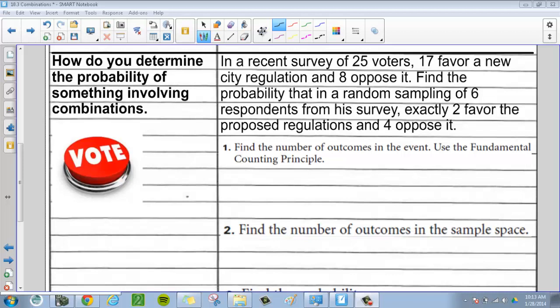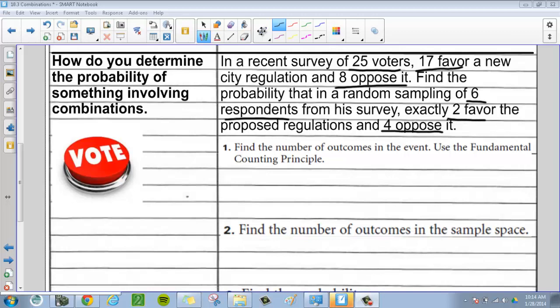Okay, now we're going to try to figure out the probability of something that involves combinations. So I got this problem here. In a recent survey of 25 voters, 17 favor a new city regulation and 8 oppose it. Find the probability that in a random sampling, so if you just chose someone randomly, of 6 respondents from this survey, 2 of them would favor it and 4 would oppose it.